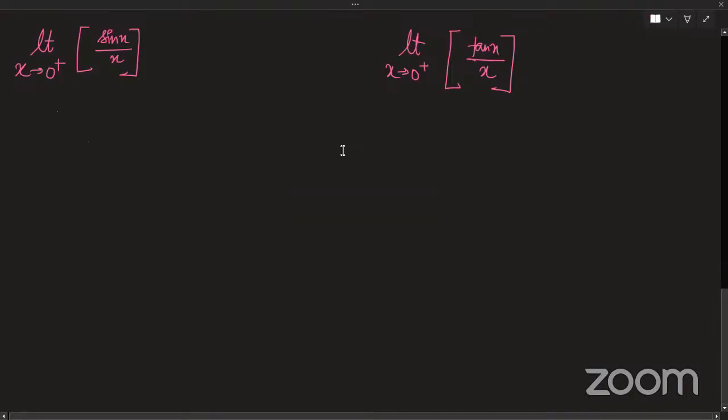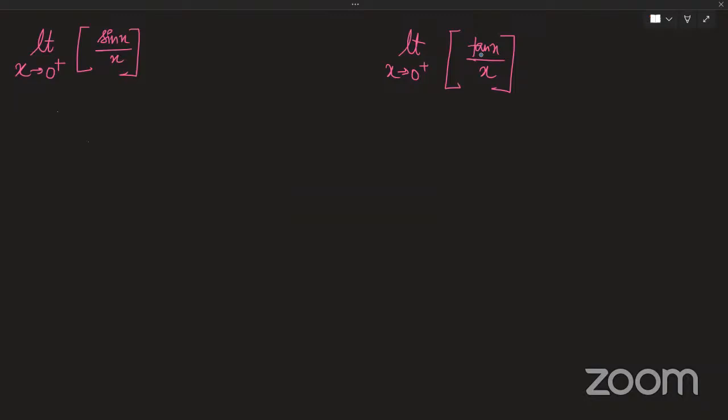So we are trying to take the greatest integer function of sin x by x and tan x by x, and trying to see what will happen. Is this value actually greater than 1 or lesser than 1? Same thing we are trying to see over here. Is the actual limiting value greater than or lesser than 1? So, what would be the easiest thing for this?